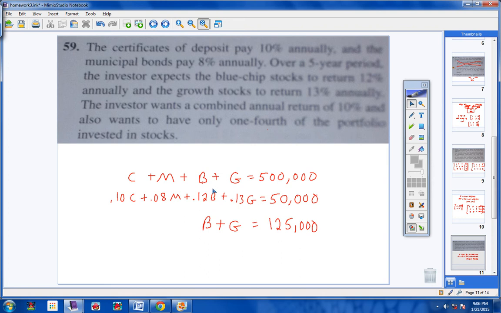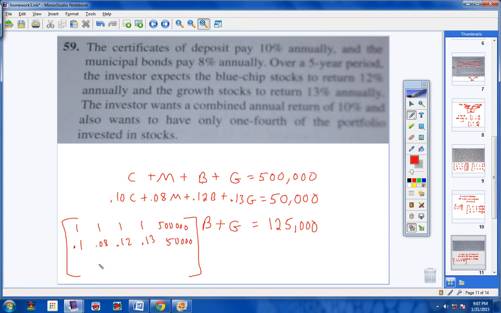We're going to very quickly enter this into our calculator as a matrix, okay? So real quick, here we go. We're going to have a 1, 1, 1, 1, and then 500,000. And then a 0.1, and a 0.08, and a 0.12, and a 0.13, and then 50,000.